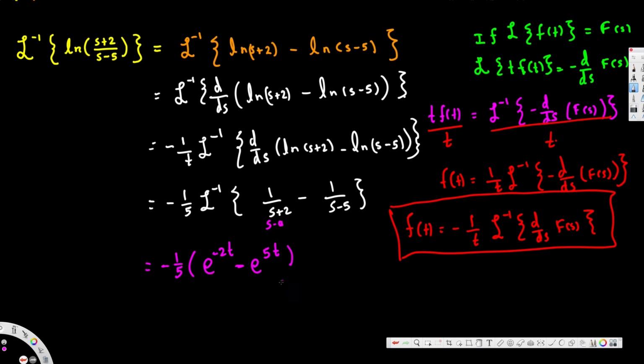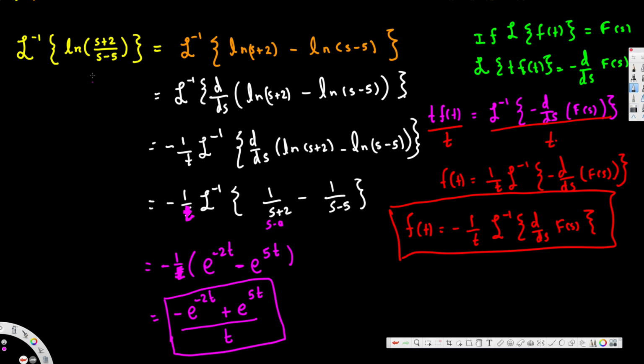Finally, if we multiply both of them by the minus 1 over t, this turns into minus e to the power negative 2t plus e to the power 5t, all divided by t, and that's our final answer. That's the Laplace inverse of ln of s plus 2 over s minus 5.